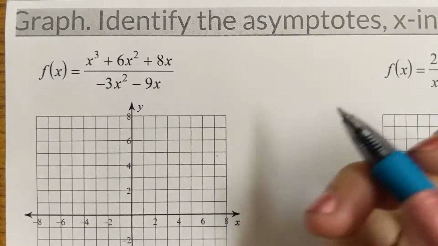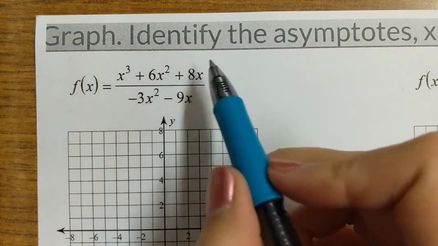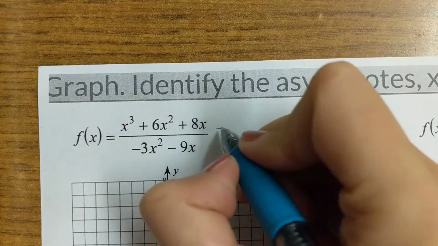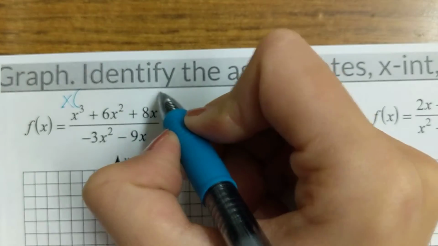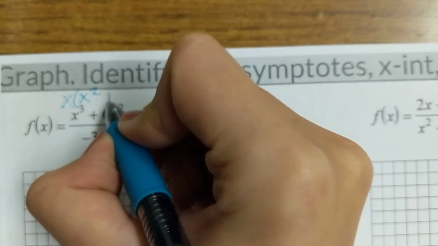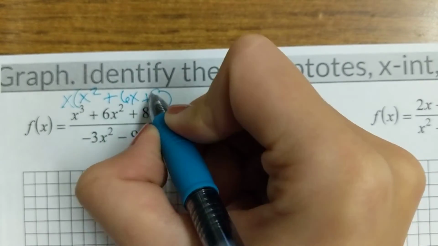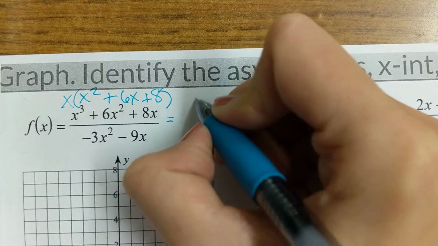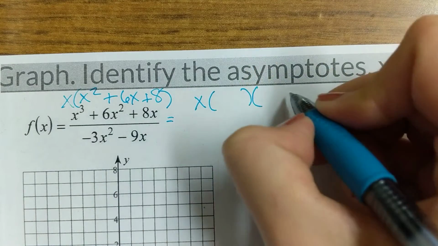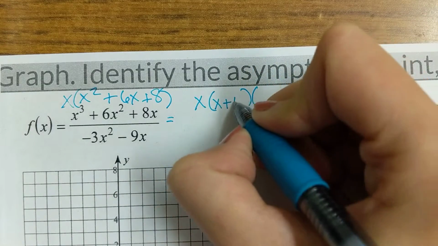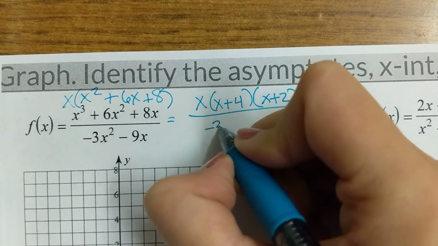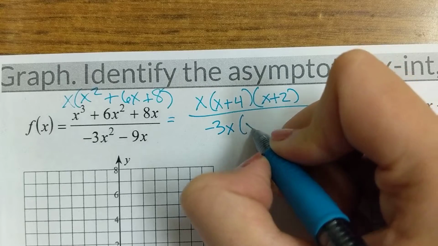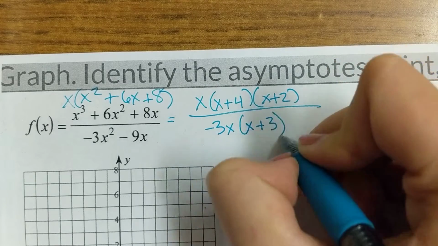Let's get started. First, we got to factor the top and the bottom. I believe we had this factored in class, and it ended up being x squared plus 6x plus 8. So that's x times (x plus 4)(x plus 2). Then you have negative 3. x is my GCF times (x plus 3).